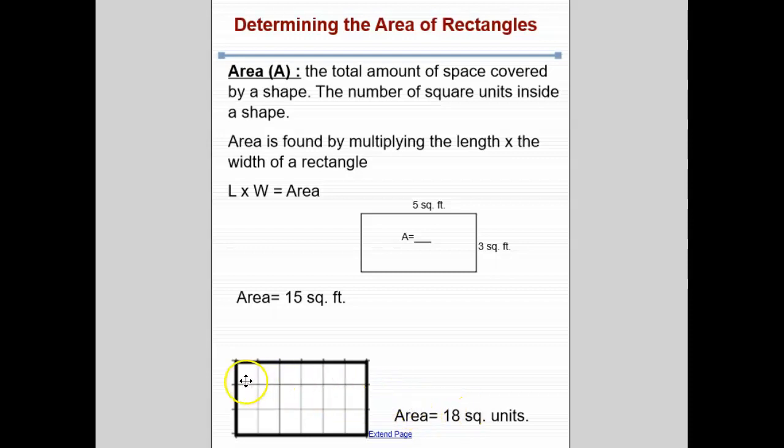Pause the video and count the square units just to verify that our answer is correct. Fantastic, third graders. You're right. The area of this rectangle is 18 square units. If the square units are visible on a rectangle, you can simply find the area by carefully counting them. If they're not visible and side lengths are provided, you simply multiply the length times the width, and that tells you the total amount of space covered.